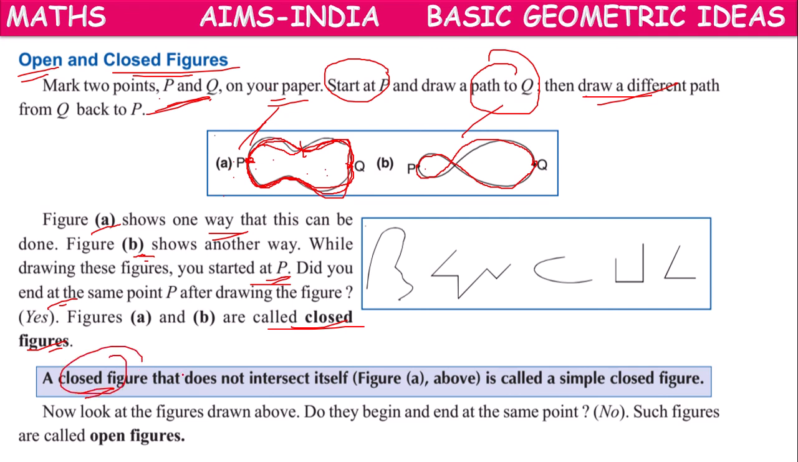Now, A is a closed figure and B is a closed figure. But in A, the closed figure is not intersecting itself, while in B, the closed figure is intersecting itself. If it does not intersect itself, then it is called a simple closed figure, or just a closed figure. So A is an example of a simple closed figure here.